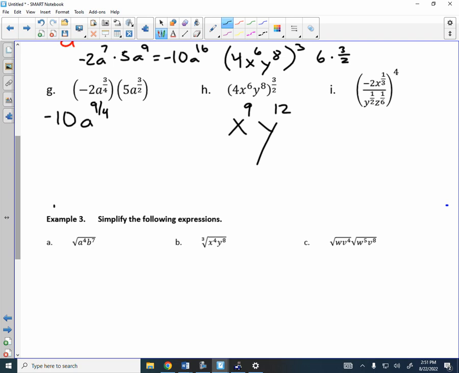And then out front, you have 4 to the 3 halves. Let's think about 4 to the 3 halves. And we're going to use your idea about rewriting the radical. This is 4 to the 3rd power, and the 2 means the square root of it. That's what that means. Okay? Those two are equivalent. Yes? And so what's 4 to the 3rd? Square root? 8.